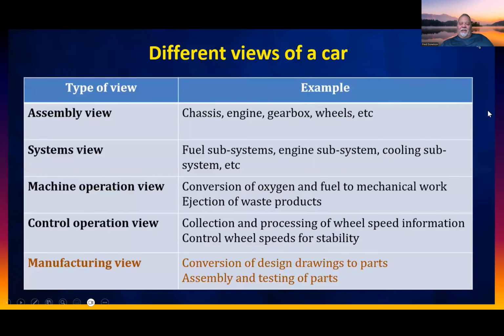Now, here are these views in a little bit more verbal way. First of all, you have this assembly view. Any system that you have has parts. So, a car has the chassis, it has the engine, it has the gearbox, the wheels, and there's all kinds of parts, just tons and tons of different types of parts. And that's one way of viewing a system.